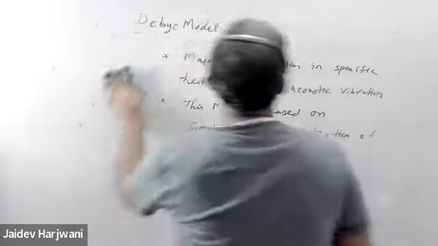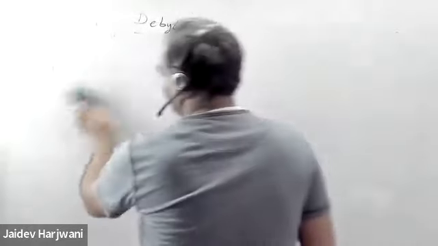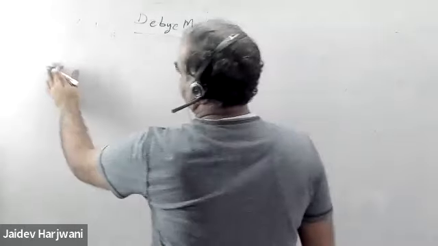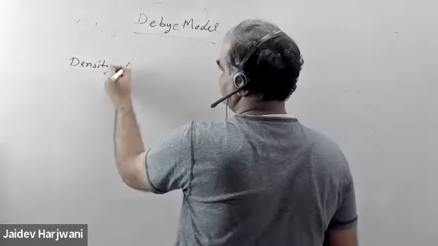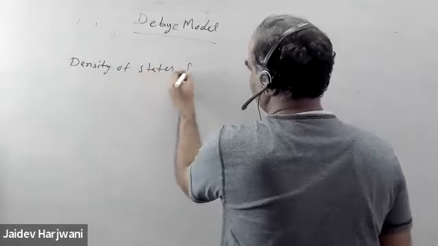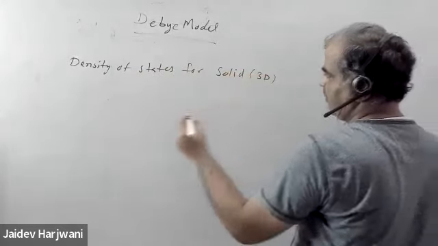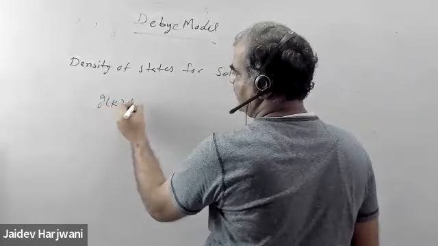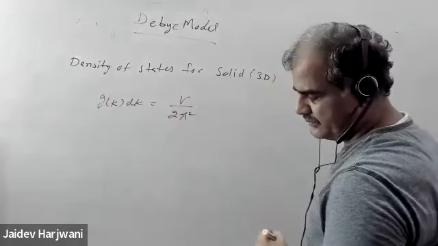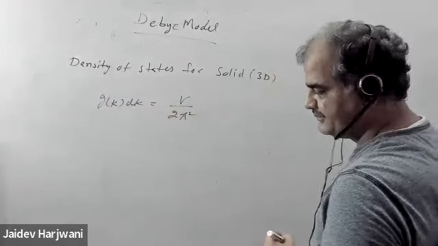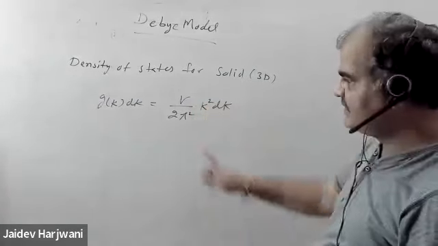Okay, so now things are very simple. Now let me write the density of states for a solid, a 3-dimensional solid. So g(k) dk, what is the value? V upon 2 pi square, फिर क्या आगे? k square dk. Very good.